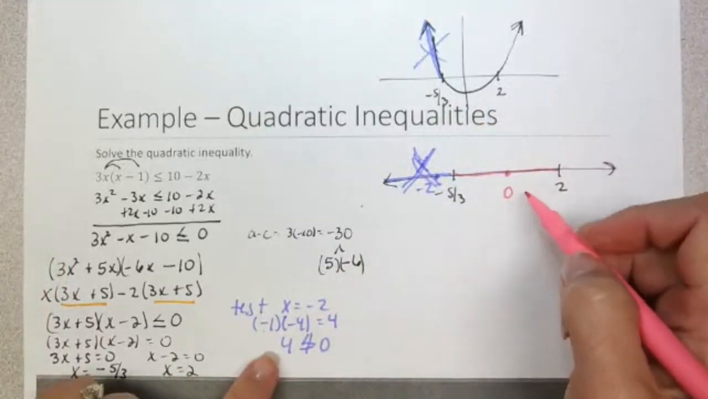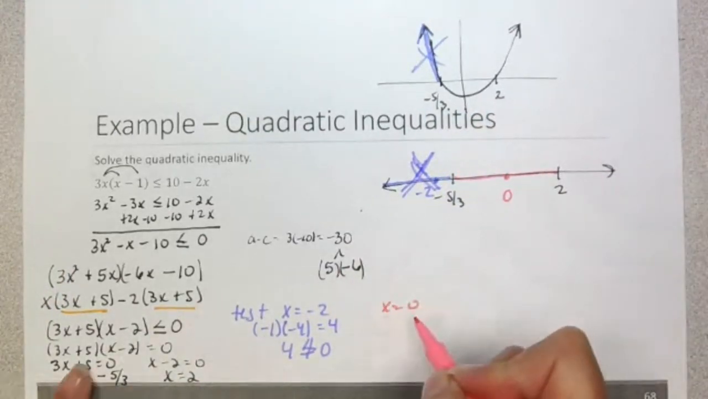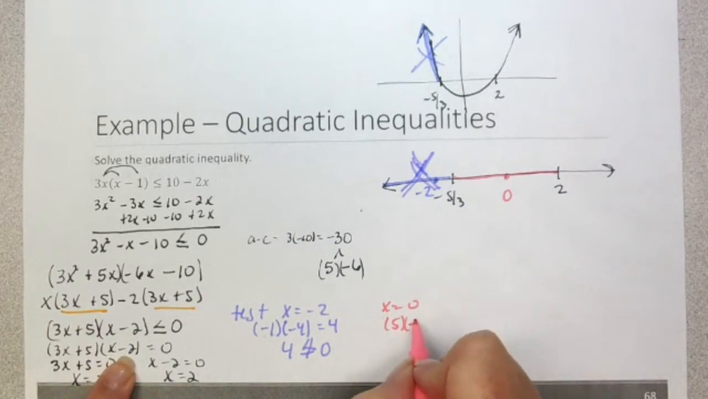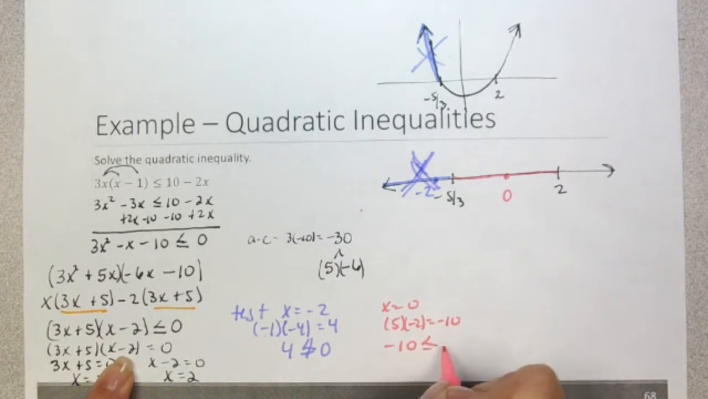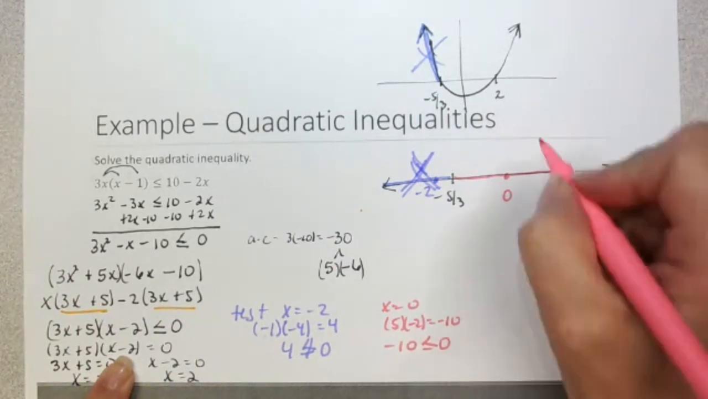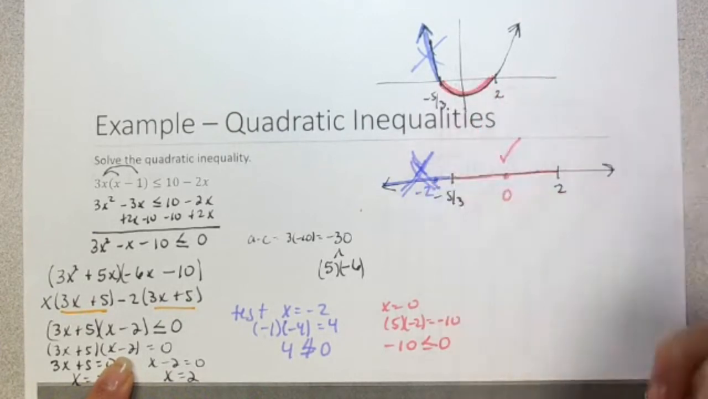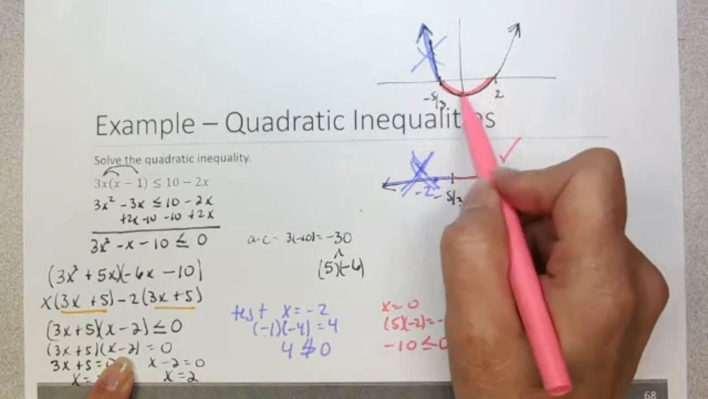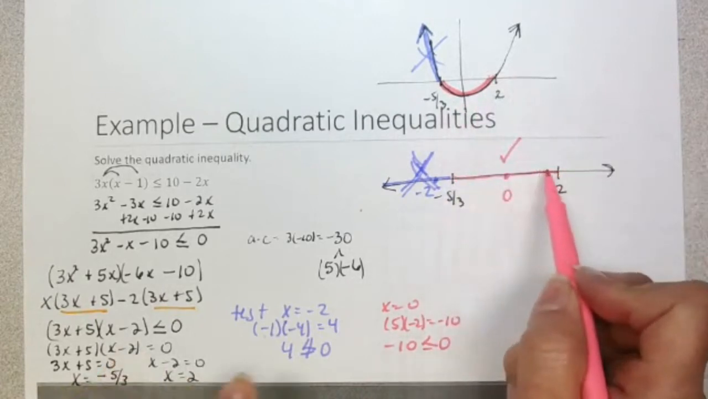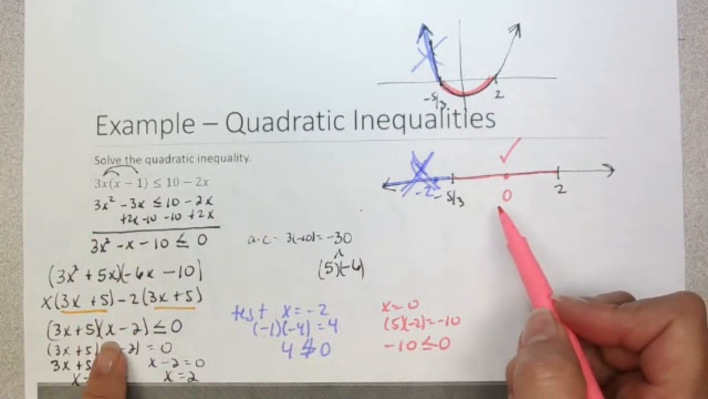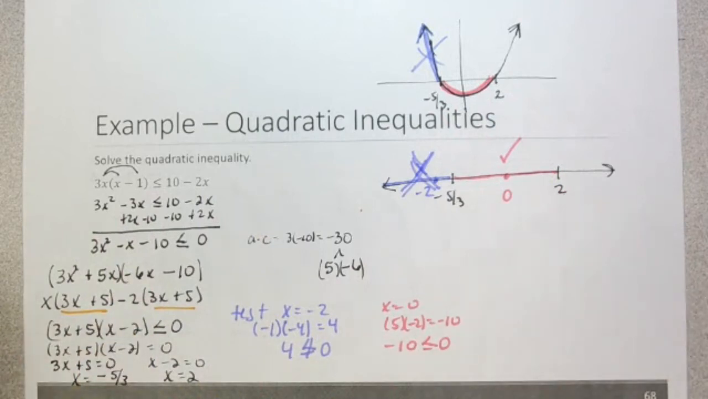All right, so if x is 0, if we test that, 3 times 0 is 0 plus 5, which is 5. And then 0 minus 2 is negative 2. 5 times negative 2 is negative 10. Negative 10 is less than or equal to 0, right? So that's a good interval. As expected, the pink portion of that graph, or that pink interval, is one that satisfies the inequality. It makes it true. I'm using this factored version. So I want to keep that interval.